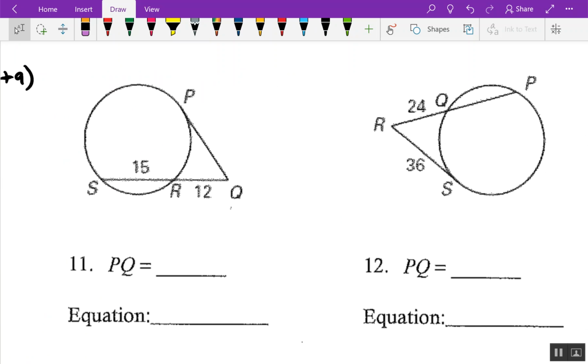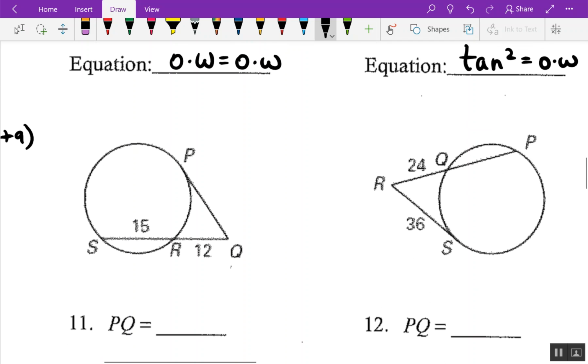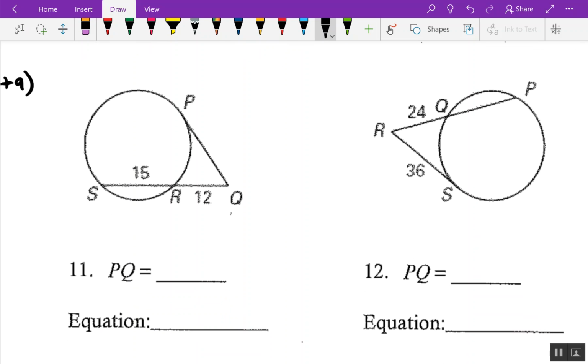All right, the next one, number 11. What do you guys see? We don't know what the tangent is. What's the question? Oh, PQ. PQ is the question, so that's your x, yeah. All right, equation is going to be x squared. Well, I'm trying to write the general one. Tan squared equals outside times whole.